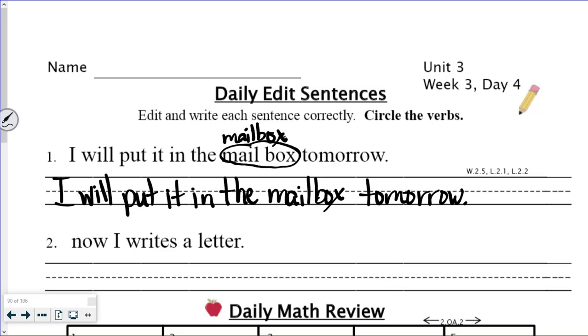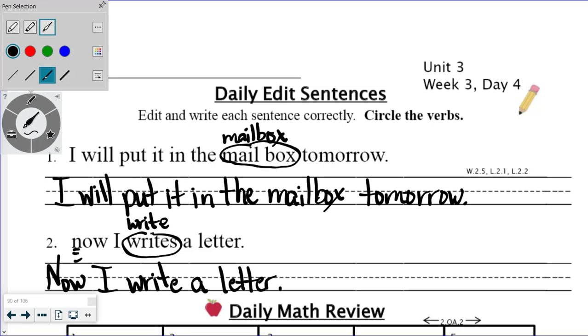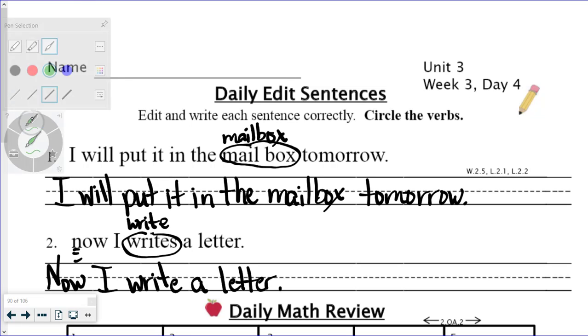Now number 2, now I writes a letter. So we need a capital, because it's the beginning of a sentence. Writes should be write, because the subject is only one I. Now I write a letter. Then we're going to rewrite number 2 nice and neat. Okay, number 2 is done. Now we go for the verbs.